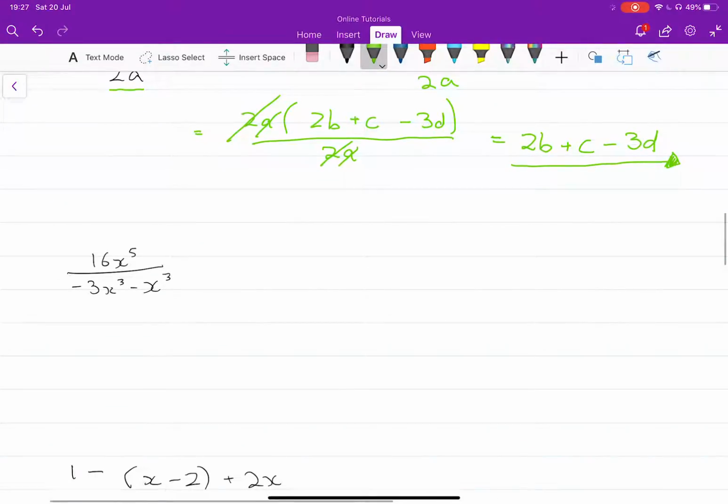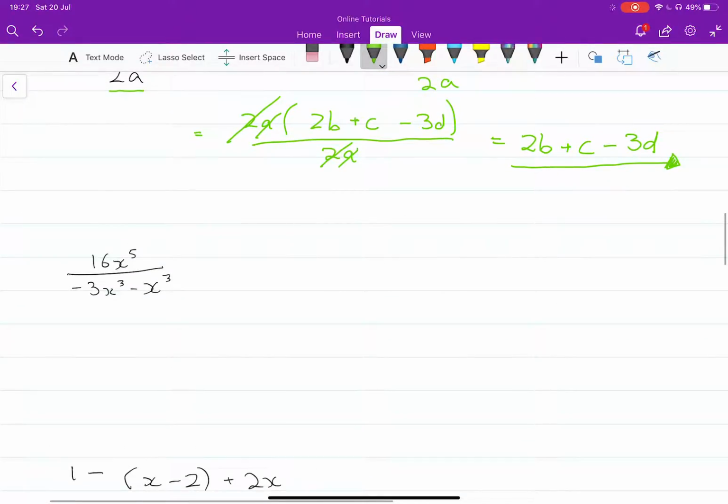Okay, we're trying to do a very similar thing with this next question. So let's see what we have here. We're going to leave the top alone, 16x to the 5. At the bottom we have variables with the same exponents, so we can subtract them. So I'm going to leave the minus sign at the bottom. Minus 3x cubed minus x cubed is equal to minus 4x cubed.